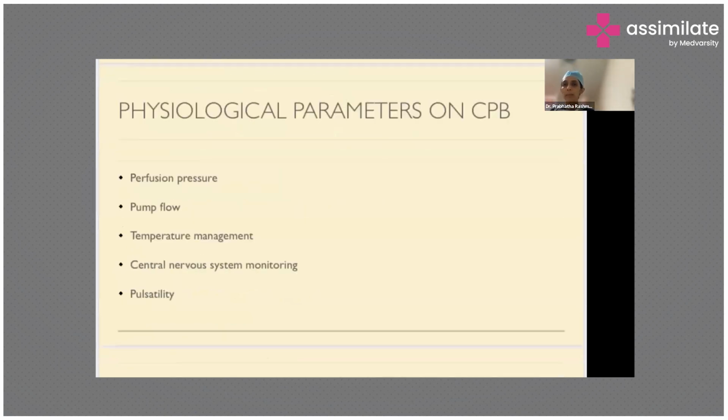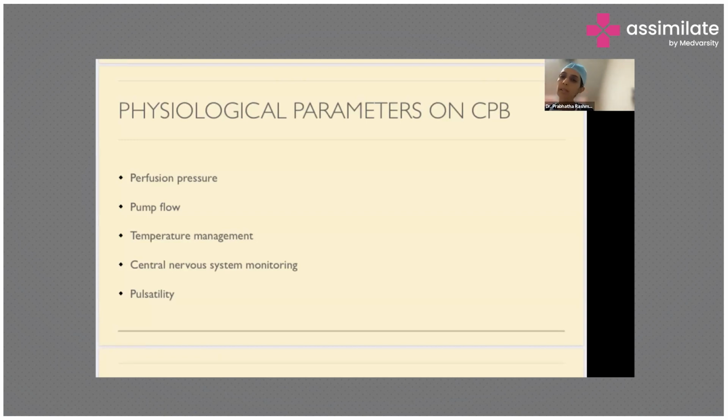While on cardiopulmonary bypass, the perfusionist will maintain the perfusion pressure, the pressure at which they need to give blood back into the patient in order to make sure that the perfusion of the entire body is adequate. They also manage the pump flows. They manage how much to flow for a particular patient of a particular body surface area at that particular temperature to which the surgeon would have asked them to cool. So that in turn is the temperature management.